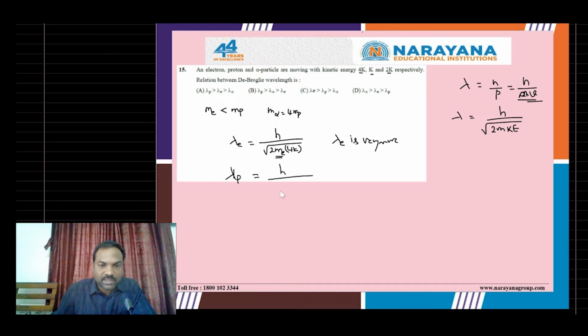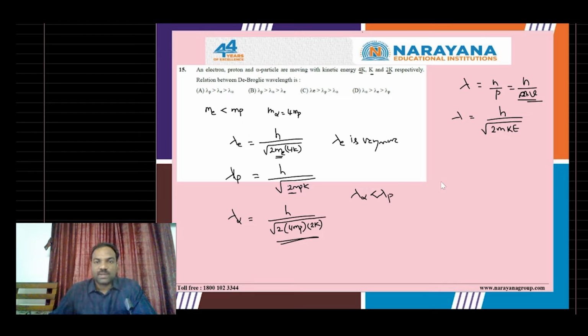Let us compare. Lambda of proton is h by root of 2 times mass of proton multiplied with kinetic energy k, whereas lambda of alpha particle is equal to h by root of 2 times 4 times mass of proton, which is the mass of alpha particle, multiplied with kinetic energy 2k. So obviously here you'll get almost 16 times, then lambda of alpha is less than lambda of proton. So ultimately lambda e is very large, greater than lambda of proton, and obviously lambda of proton is greater than lambda of alpha particle. Then the correct answer should be C.